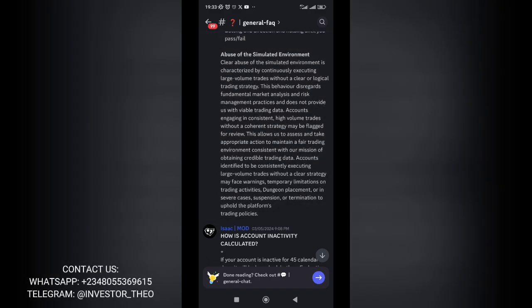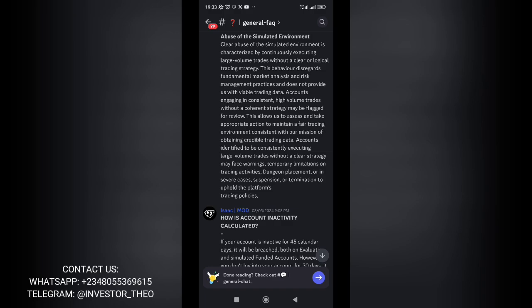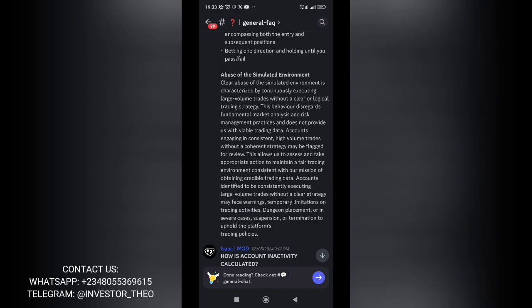Accounts identified to be constantly executing large volume trades without a clear strategy may face warnings, temporary limitations on trading activities, downgrade placement, or in severe cases, suspension or termination to uphold the platform's trading policies. So you can see the simulated environment plays a major role here too. So basically, work with a strategy properly. This is the only place that I might have an issue with them. So that's why I'm just trading normally with them. I don't really take huge risky moves on GoFunded. I'm more comfortable with Marvin for that.